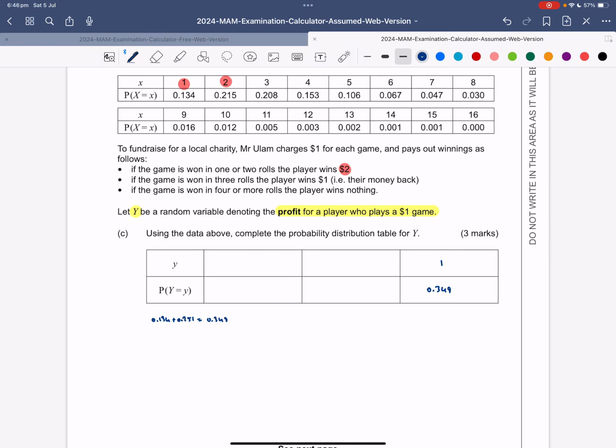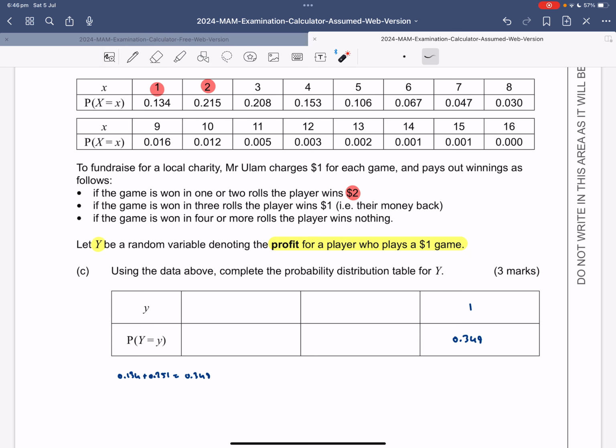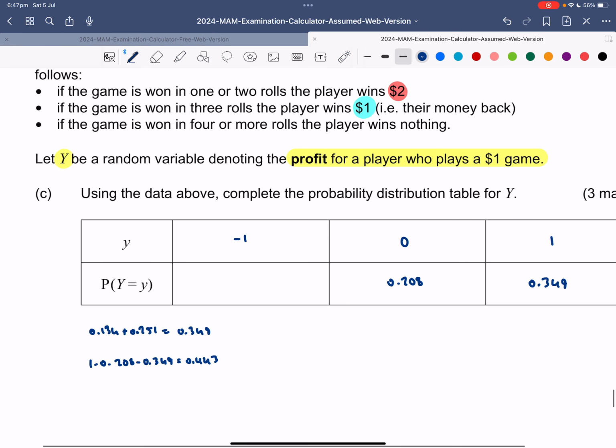Cool. If the game is won in 3 rolls, the player wins their money back. So 3 rolls is that one there, which has a probability of 0.208. It's a bit silly to add all the rest up, so it's easier to just do 1 take away that. This one is $0, so 1 take 0.208 take 0.349 gives us 0.443. So there's a 0.443 probability that the player loses the $1 they pay to play the game.